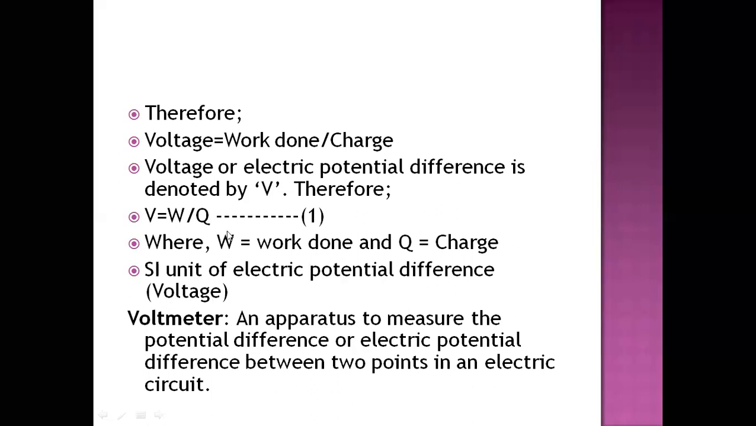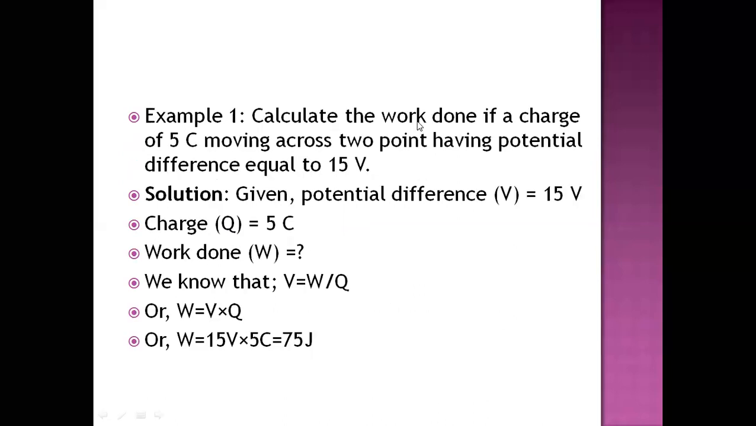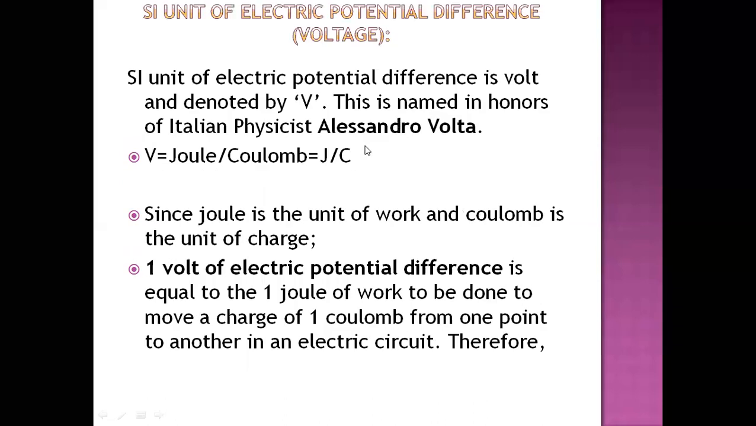So V is equal to W upon Q, where W is the work done in bringing a unit charge, that is Q, from infinity to a point, and it is measured by a voltmeter. A voltmeter is an apparatus to measure the potential difference or electric potential difference between two points in an electric circuit, or to measure the voltage between the two points.